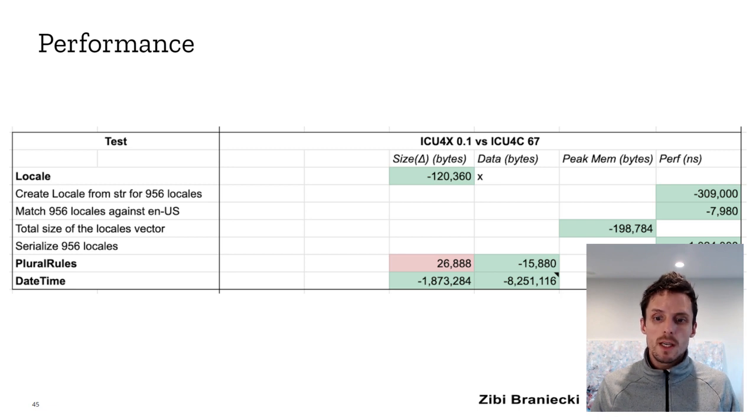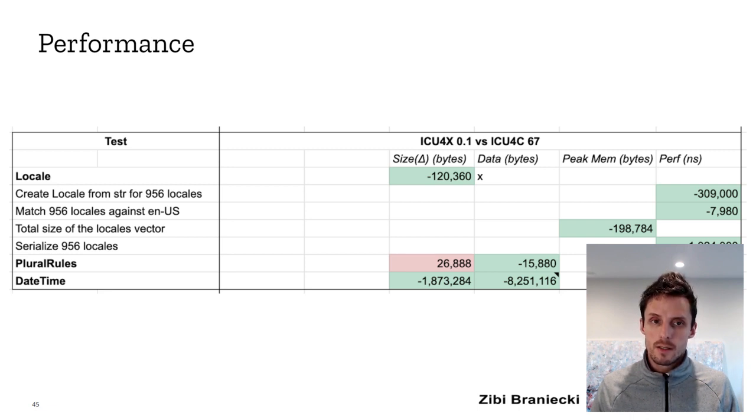What you see on the screen, in the performance column, is that ICU4X took around 300 microseconds less on creating 1,000 locale structs from strings. It took 8 microseconds less when matching them, and a full 1 millisecond less when serializing those 1,000 locales into strings.